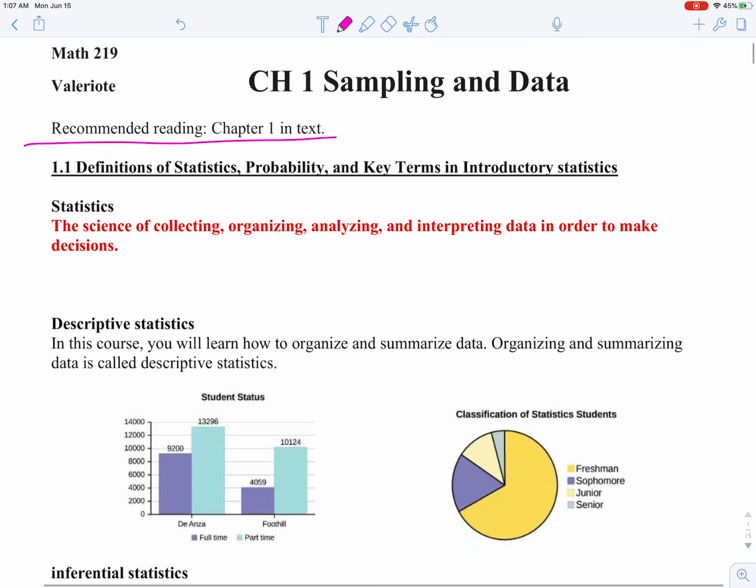All right, so first, Section 1.1, Definitions of Statistics, Probability, and Key Terms in an Introductory Statistics. So there's your first definition right there, statistics. What is that? That is the science of collecting, organizing, analyzing, and interpreting data in order to make decisions.